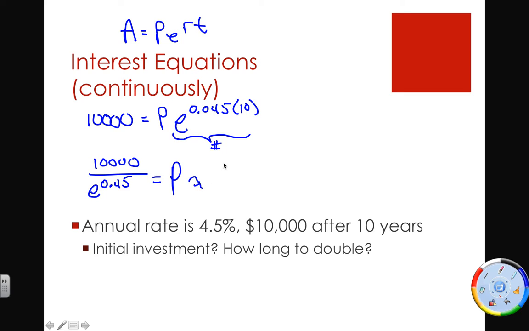And that is approximately 10,000 divided by e to the 0.45. That means I initially put into my account $6,376.28.